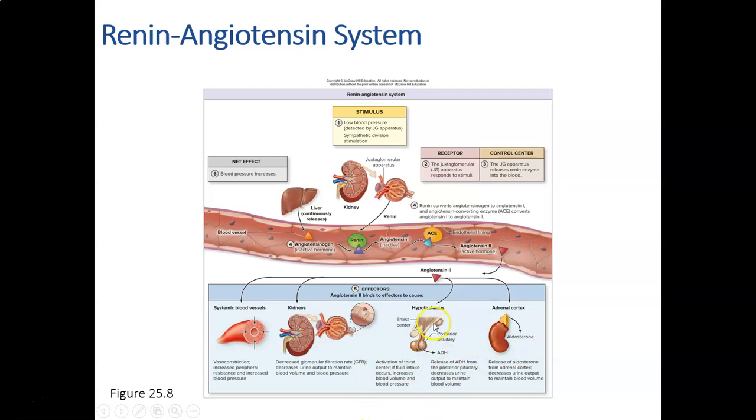And in addition, it also promotes ADH release from the posterior pituitary. And ADH is a hormone that directly acts on the distal tubule of the nephrons to increase the water reabsorption. It also acts on the adrenal gland to promote the production of aldosterone. Then aldosterone is the one that directly works on the principal cells to increase both the sodium and the water reabsorption.